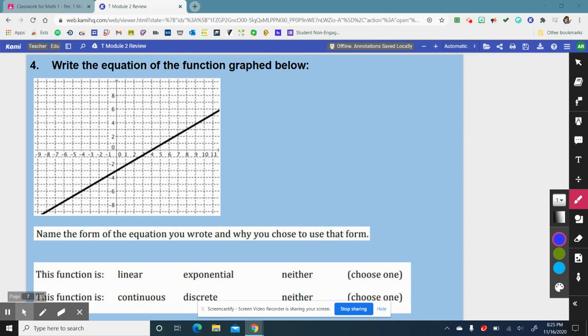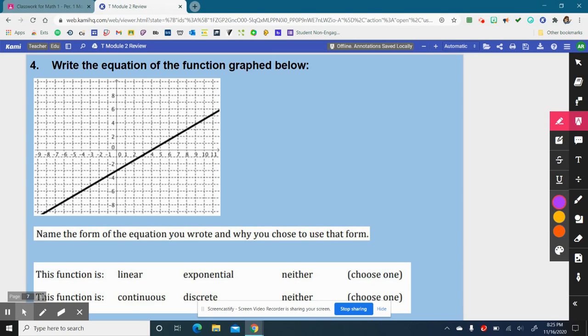Example 4, write the equation of the function graphed below. So first thing you want to do here is see if you can find where the graph passes through the y-axis nicely. And remember, this up-down line here is your y-axis. So where does my thick line pass through? Well, it does pass through a nice number. It passes through right here, and that's -3. So that means I have a b value of -3.